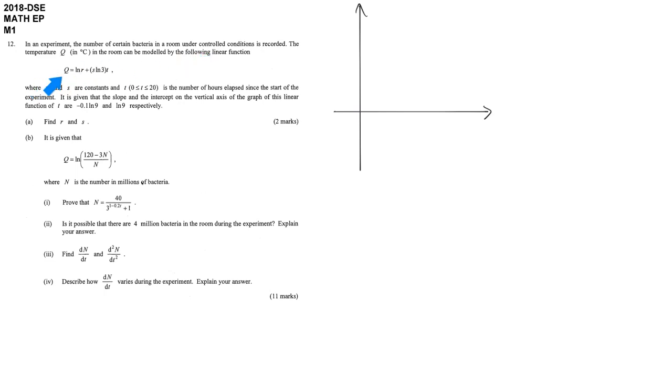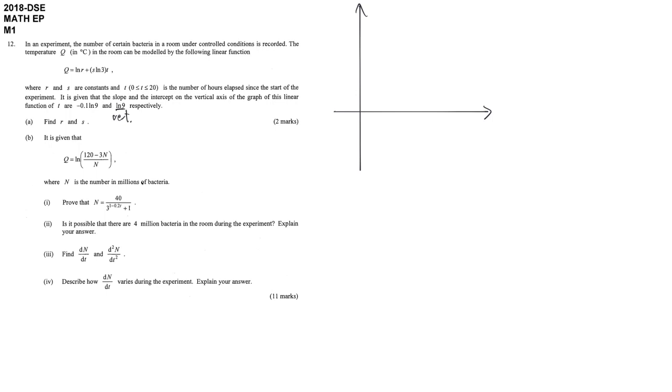The question says that there is a function q, which means that q is the output while t is the input. q depends on the value of t, and their relation is linear, that means it forms a straight line. At the same time, they say that the slope is a negative value here, so it's going downward, and this is the vertical intercept.